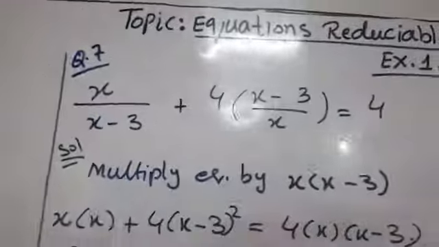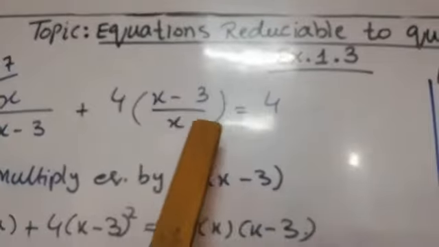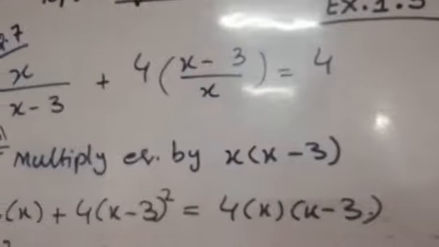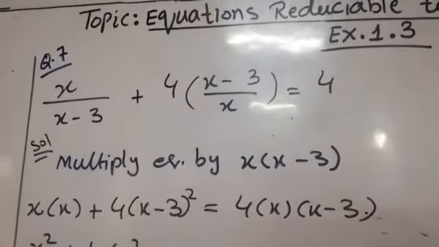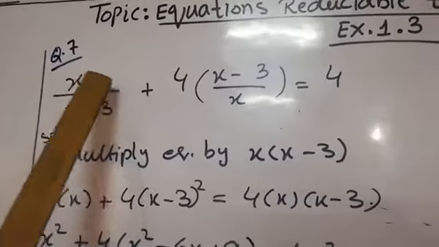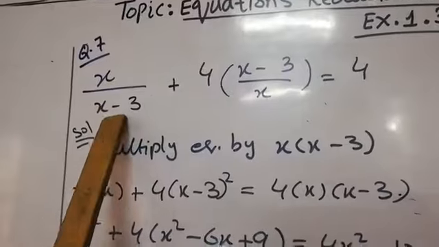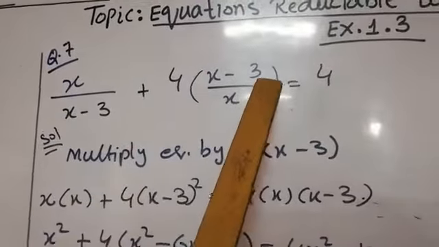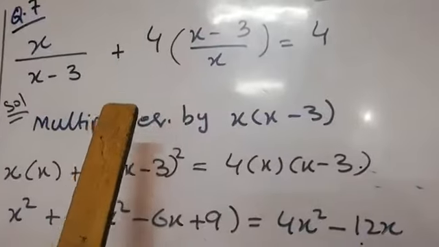Part number 7: x/(x - 3) + 4(x - 3)/x = 4. This again is not in the form of a quadratic equation. There are two methods. You can set this equal to any other variable. Suppose we write this as y, and this is the reciprocal of this value, so it will be 1/y. You can use this method also.